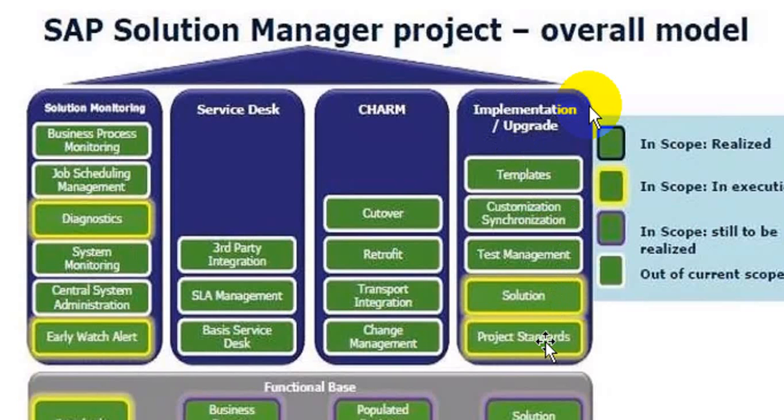and project standards. Here, in scope means it is already implemented, nothing to do. In scope means it is ready to be implemented. Here, still realizing means they are thinking to implement. Like this, out of scope means we can't implement anything.